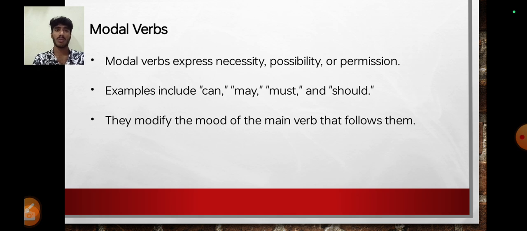Modal verbs. Modal verbs express necessity, possibility, or permission. Examples include can, may, must, and should. They modify the mood of the main verb that follows them.